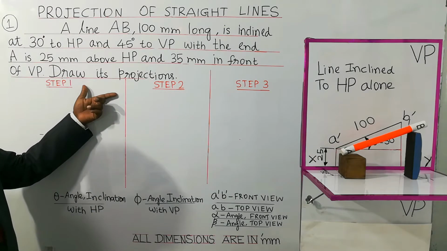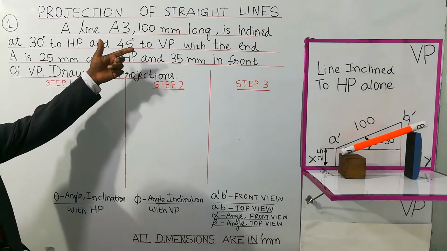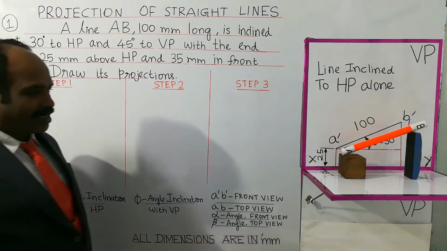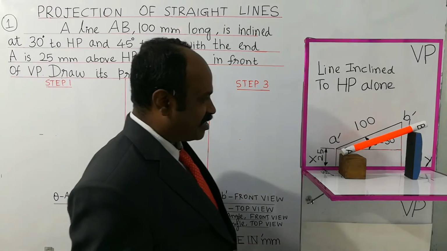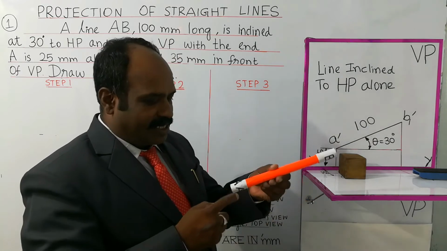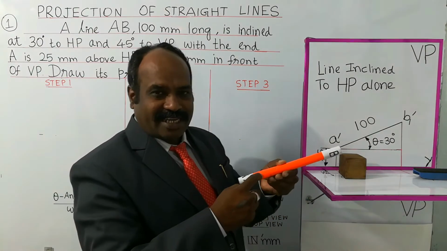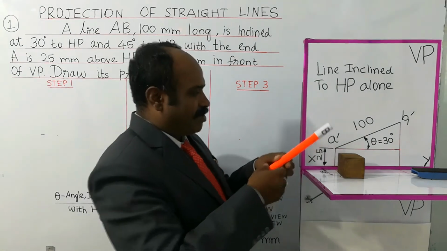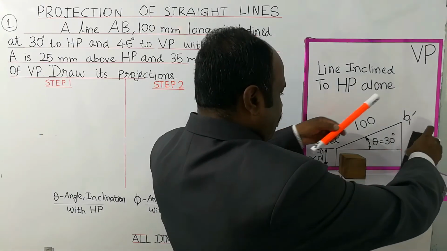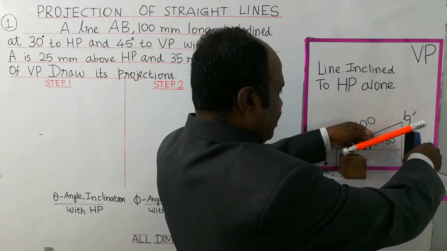Projections means drawing the front view and the top view of the given straight line of length 100 mm. So let us get to the description of the straight line. Consider this as a straight line having end points. This end point is A, another end point is B, and the length of the line is 100 mm. So when I place a line like this in the first quadrant, this is the position of the given line.